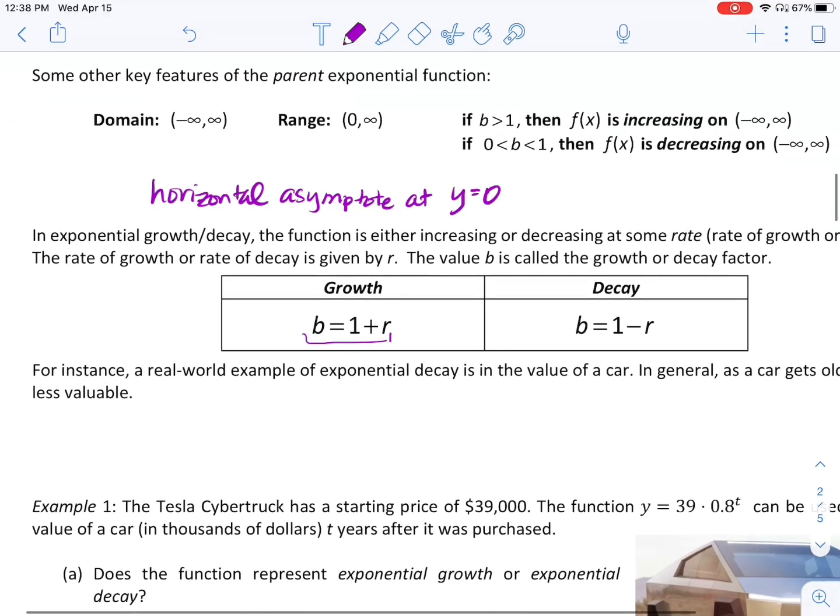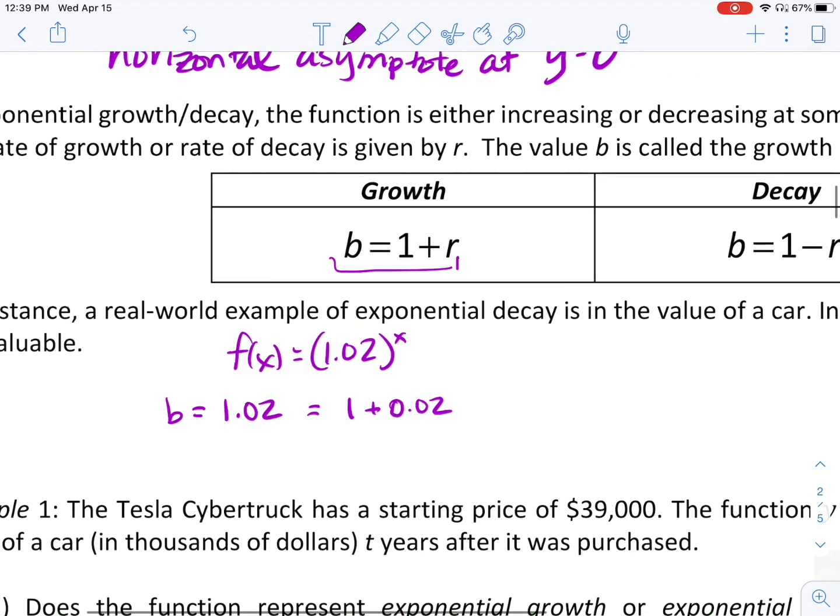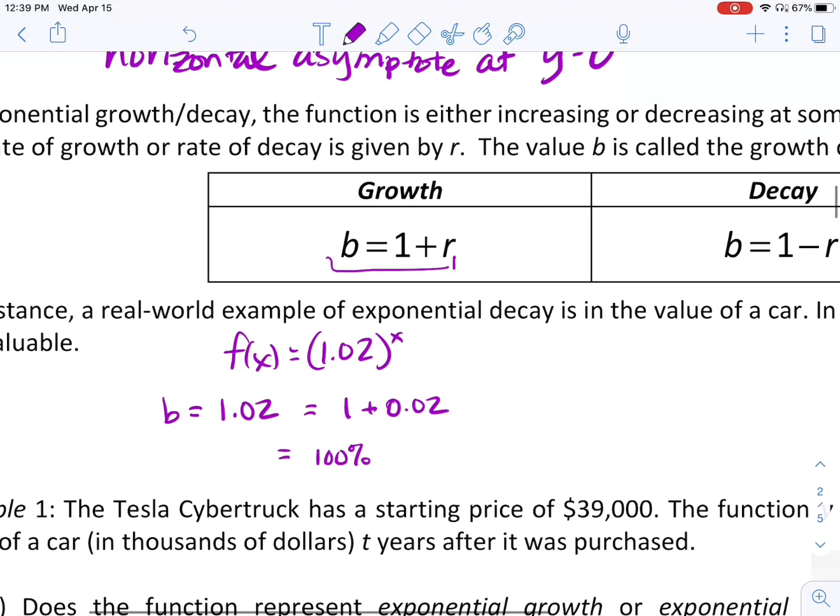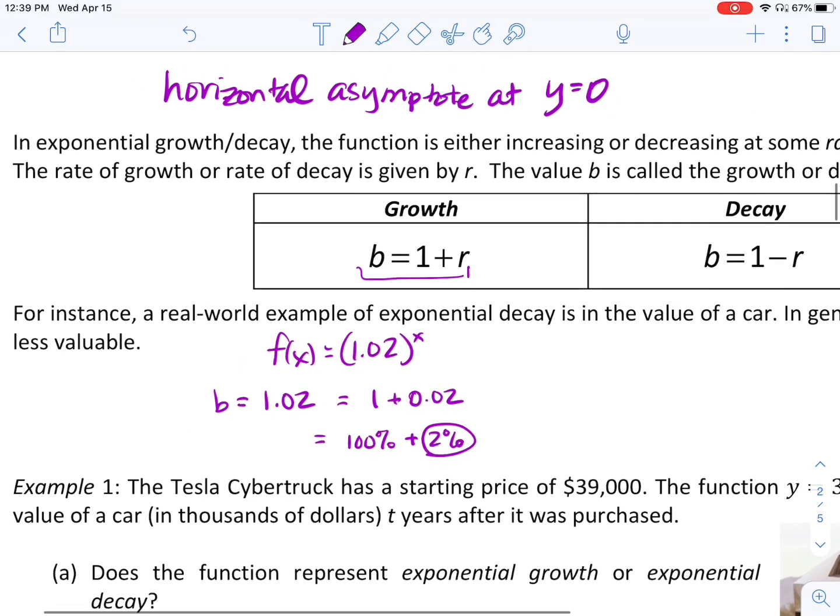For instance, if I had a graph f of x is equal to 1.02 to the x, well, b in that case is 1.02. I can rewrite that as 1 plus 0.02, and that should indicate to me, if I were to rewrite this in percentages, the way that the function is growing, that it starts with the initial 100% and is growing by 2% each iteration. That 2% is called the rate of increase or the rate of growth.